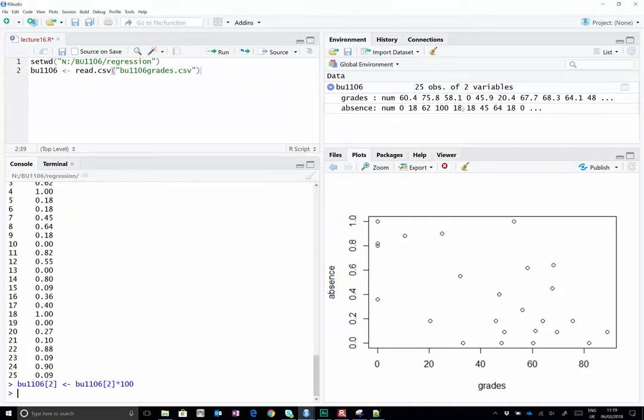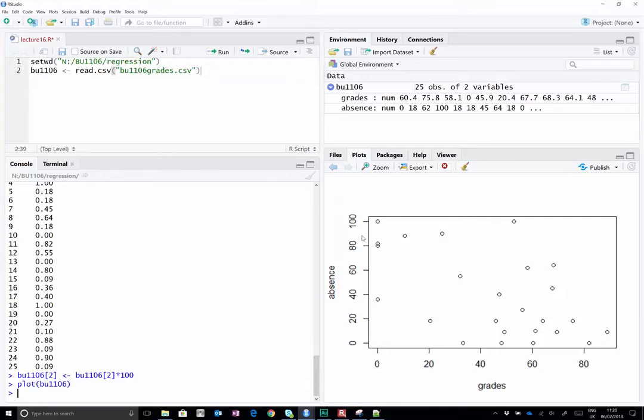If you look here at the top now, things look different. We can plot it again. Let's plot it again. Now the picture here is updated as well. So this is BU1106. We've now got a nice collection of numbers that I would like to keep.